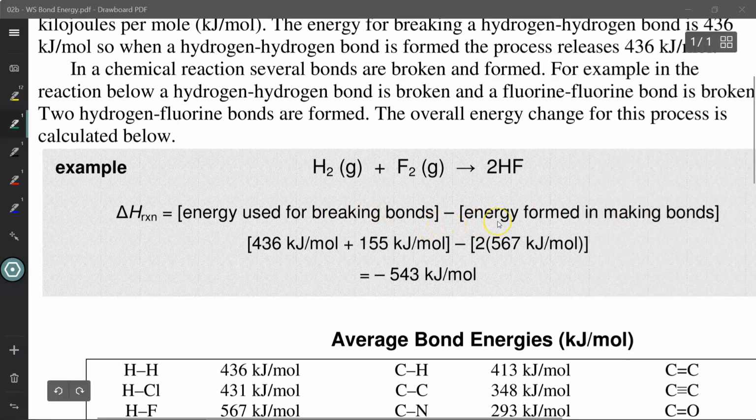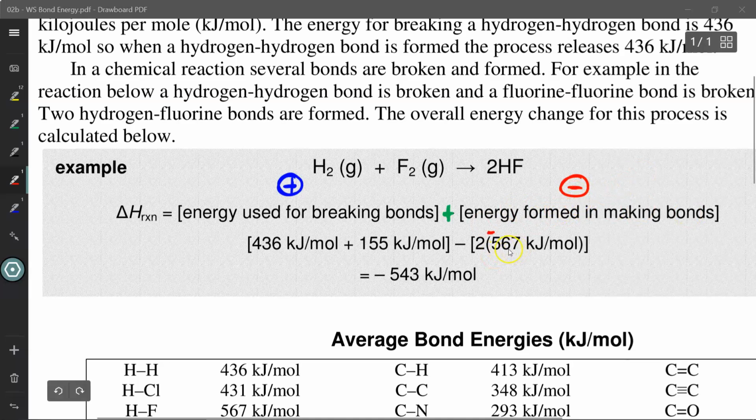So if you are the type that makes silly mistakes like this, I would recommend that you get rid of the subtraction sign altogether and make it an addition sign. From there, you must remember that energy used for breaking bonds will always be a positive enthalpy value. So I must add energy, 436 kilojoules per mole to break the hydrogen, 155 kilojoules per mole to break the fluorine. Meanwhile, forming bonds is always going to be a negative value because energy will be released.